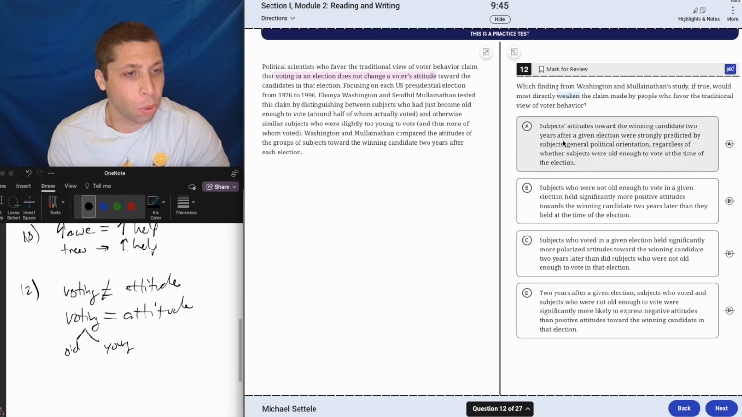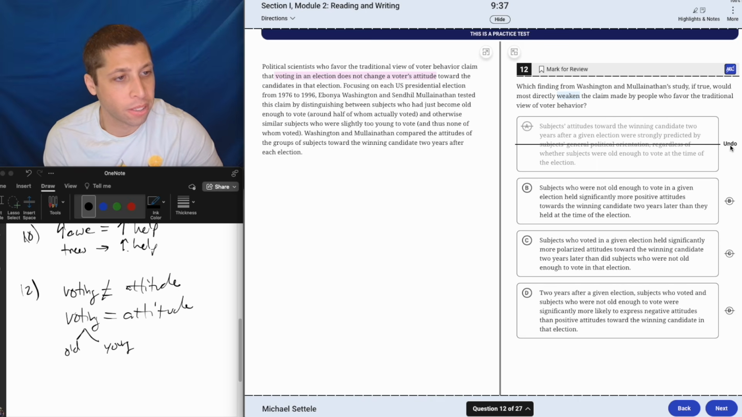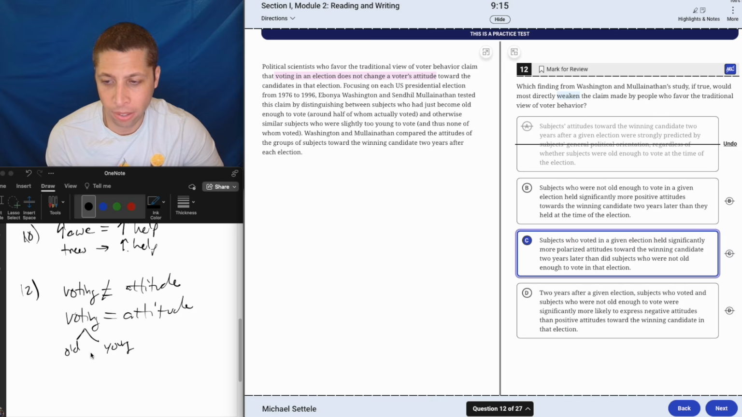Okay. Subjects' attitudes towards the winning candidate 2 years after a given election were strongly predicted by subjects' general political orientation, regardless of, no, because if it's saying regardless of whether they're old enough, it says the age doesn't matter. That's the whole point of this. Subjects who were not old enough to vote in a given election held significantly more positive attitudes towards the winning candidate 2 years later than they held at the time of the election. Okay, maybe. Subjects who voted in a given election held significantly more polarized attitudes toward the winning candidate 2 years later than did subjects who were not old enough to vote. I mean, that seems right just because it's contrasting these two things.